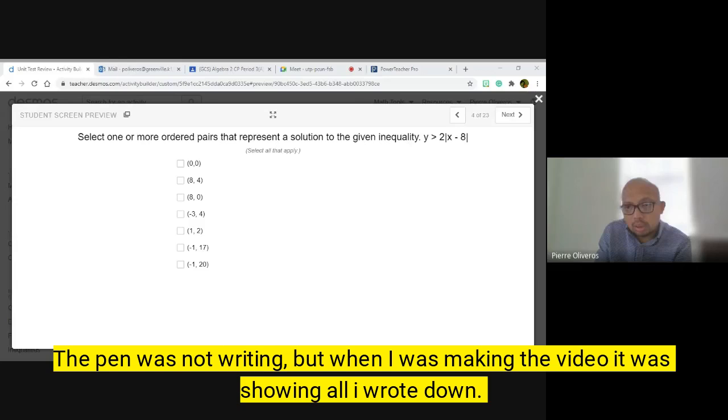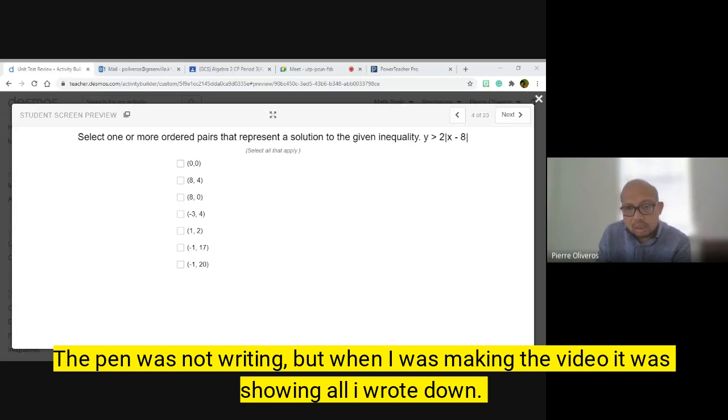So 0 greater than 2 times the absolute value of 0 minus 8. 0 minus 8 is negative 8. Absolute value of negative 8 is 8. Do you agree that 0 is bigger than 16? The answer is false. 0 is not bigger than 16, so this is not an answer. If you try 8 and 4, so 4 greater than 2 times the absolute value of 8 minus 8. Absolute value of 8 minus 8 is 0. 2 times 0 will give us 0. Is 4 bigger than 0? Yes. So you put a check mark here.